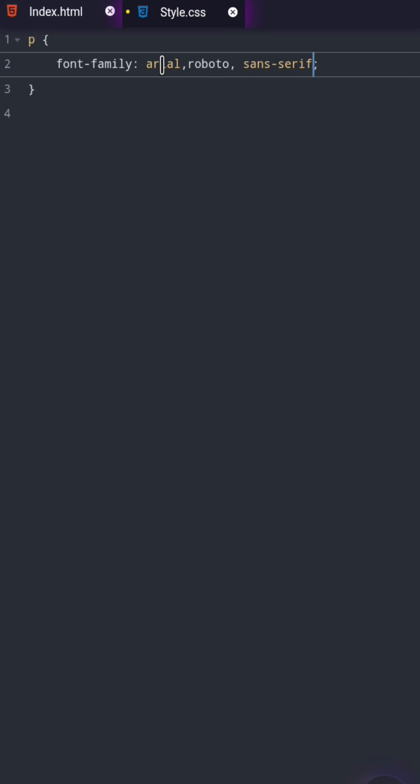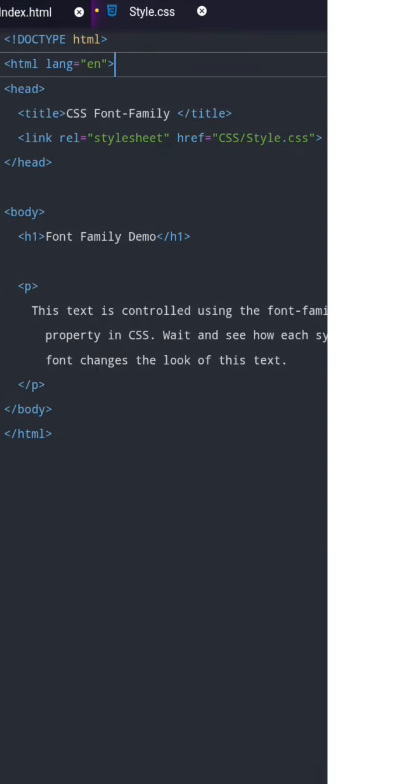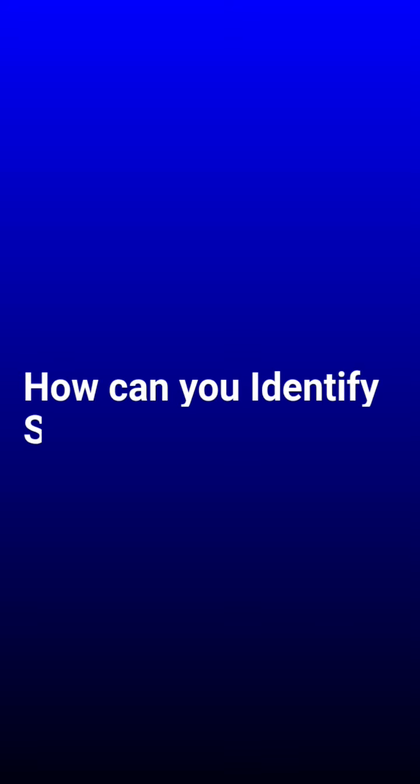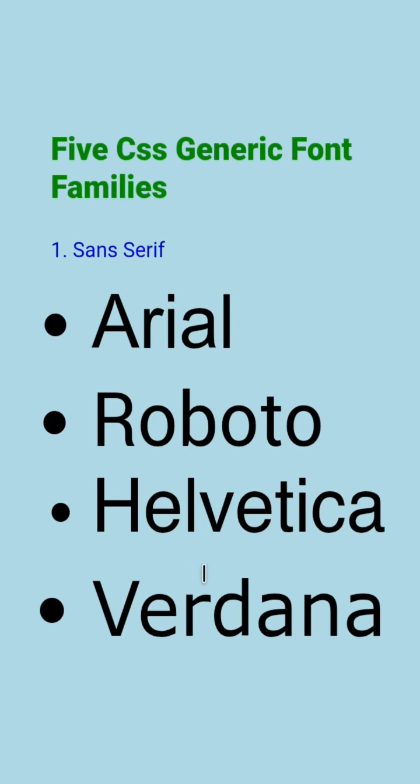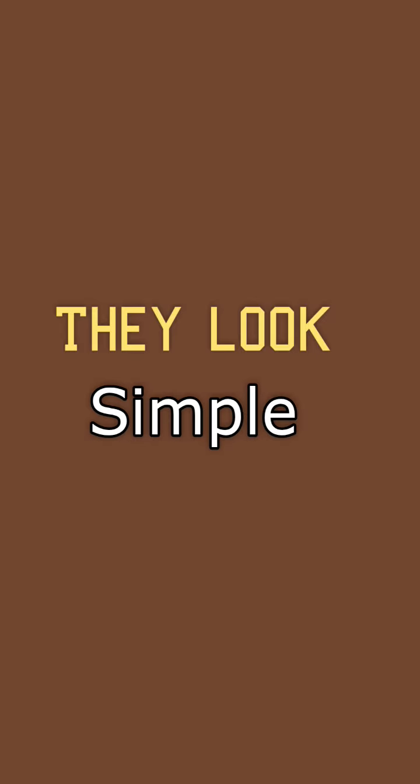Now imagine this, the first 2 fonts you provided are not found on the user's device, but the device does have Helvetica or Verdana. In that case, sans-serif will happily pick one of those system fonts, and your text will still display nicely on the user's devices. So how can you identify a sans-serif font? Sans-serif fonts do not have decorative strokes on the edges of letters. They look clean, simple, and modern.